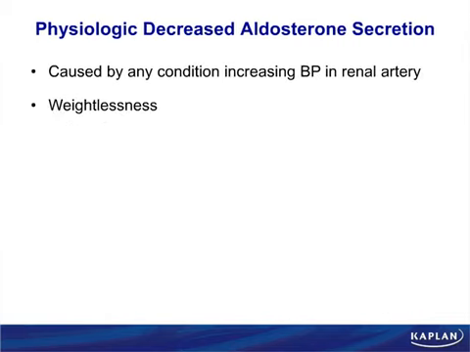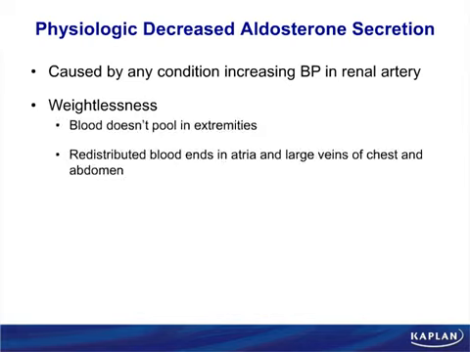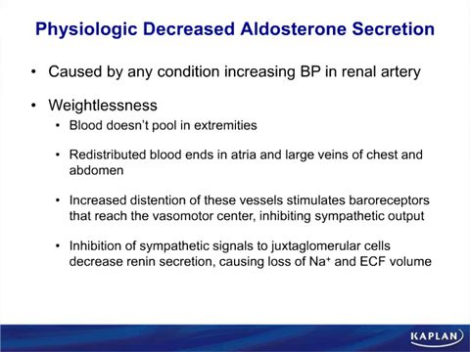So what decreases the aldosterone is anything that increases the blood pressure. But why would weightlessness do that? Because it takes blood out of the extremities and brings it into the central circulation. And when you bring it into the central circulation and distend those central vessels, it will look to the renin-angiotensin-aldosterone system as if you've got more blood pressure, and therefore weightlessness pulls blood and volume out of the arms and legs and into the central circulation.